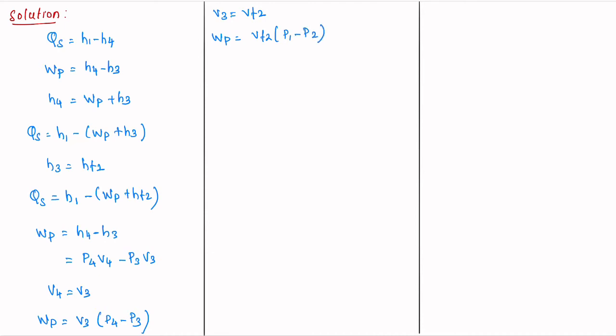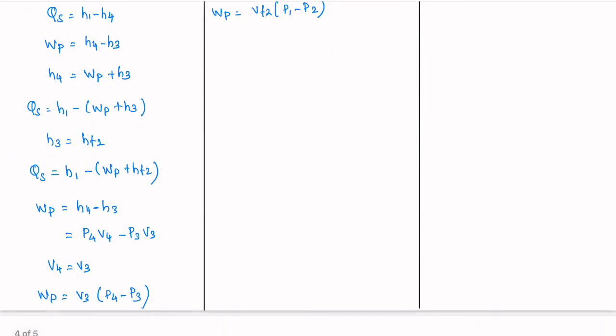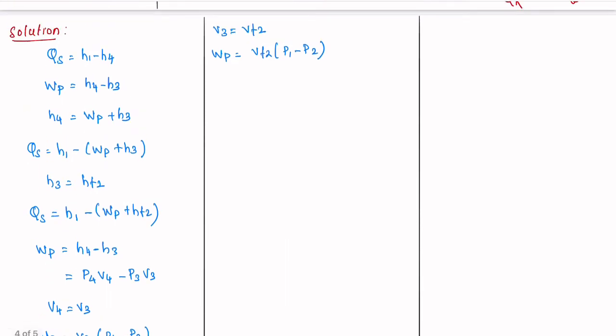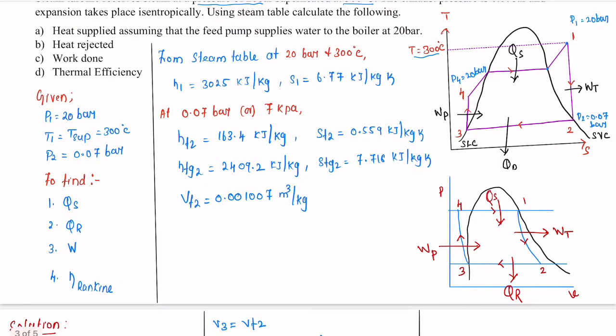That is, the pressure P4 is equal to P1. From the PV diagram, you can see the pressure P4 is equal to P1 and P3 is equal to P2. Therefore, we can write P4 as P1 and P3 as P2. Therefore, the value of WP is written as VF2 into (P1 minus P2). We have the value of VF2, calculated from the steam table at pressure 0.07 bar, as VF2 equal to 0.001007 meter cube per kg.